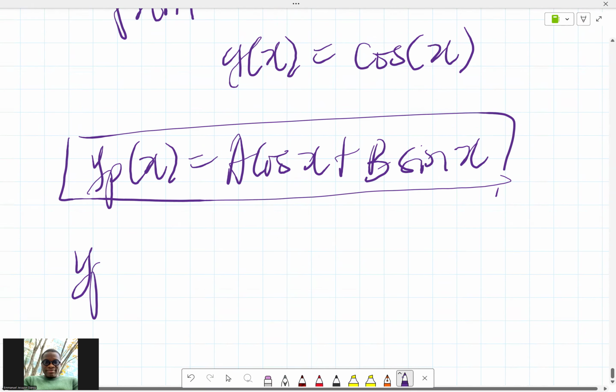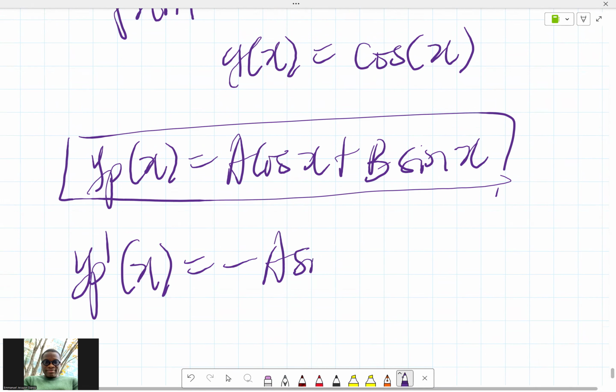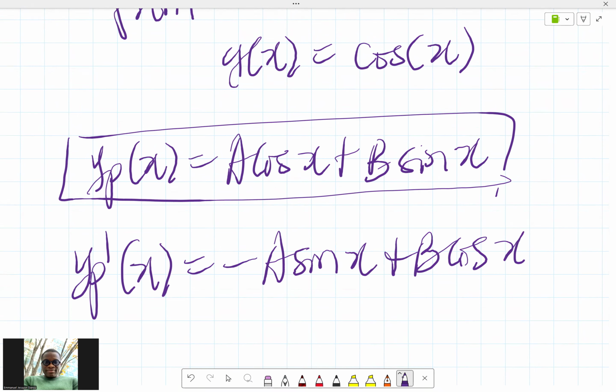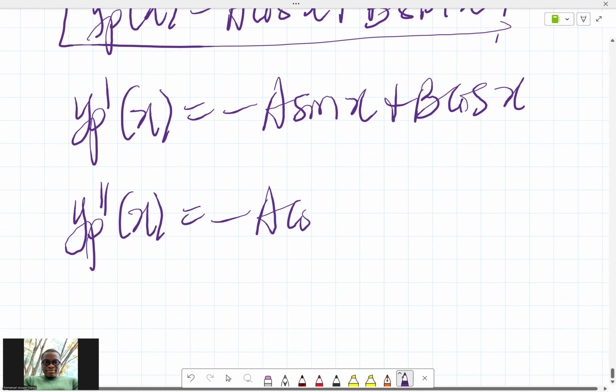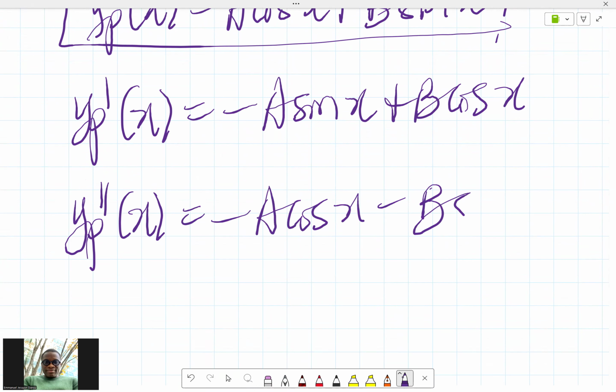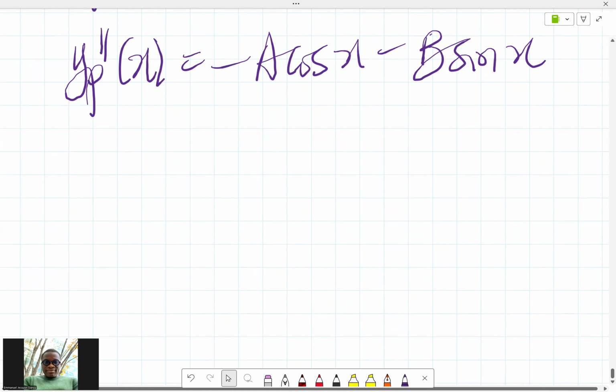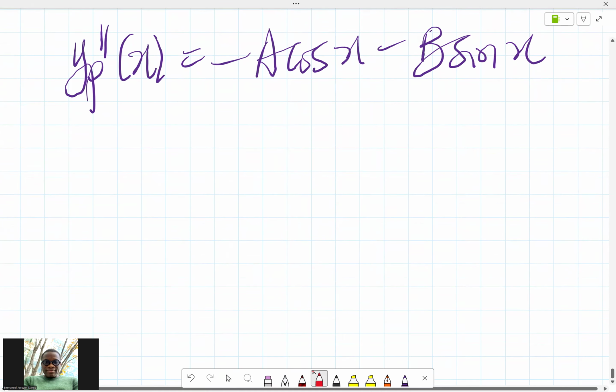So we now need yp prime of x. Differentiate this, you get minus a sine x. Differentiate this, you get plus b cos x. That's yp prime. Then for yp prime prime of x, differentiate this, you get minus a cos x, then minus b sine x. That's how that goes. So you can now go back to the original expression.